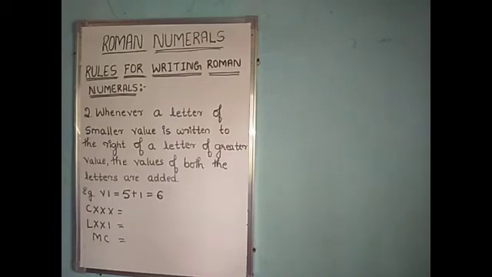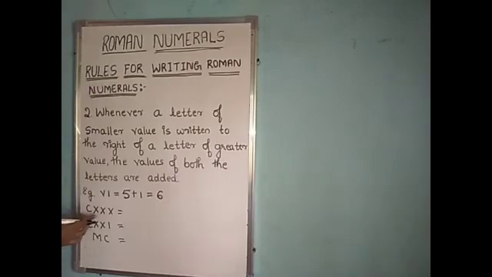Second example. Here, X is a symbol of a smaller value and C is a symbol of a greater value. Here, how many times is X repeated? 3 times. But X is a smaller value. So what is the rule? Whenever a letter of smaller value is written to the right of a letter of greater value, the values of both the letters are added.